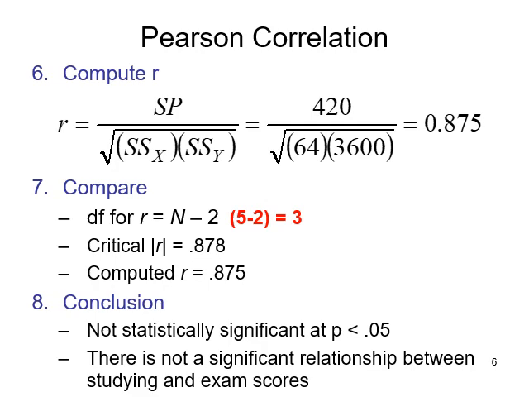However, remember our degrees of freedom was only 3, and the critical r we needed was 0.878. We just missed. In this particular case, the conclusion is there was not a statistically significant value because p was larger than 0.05. There was not a relationship between study and exam score.